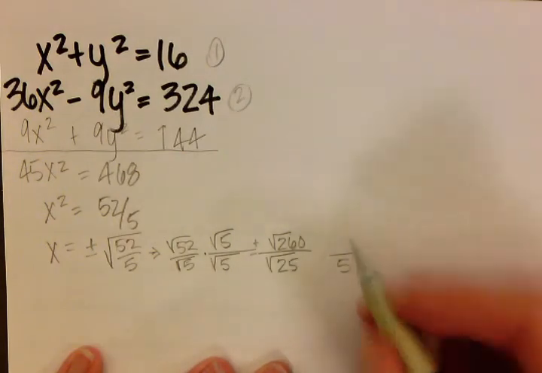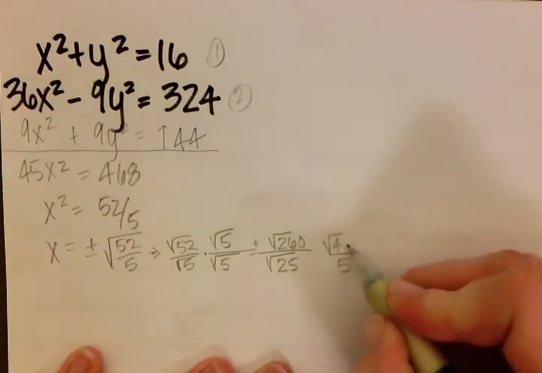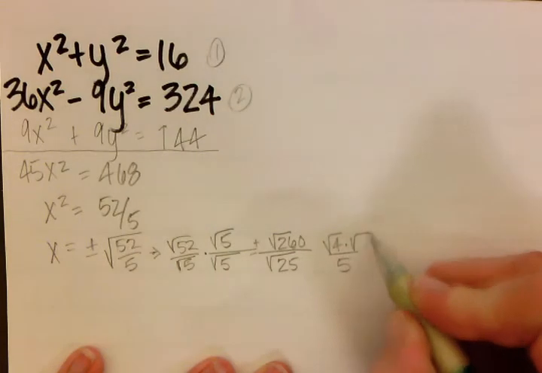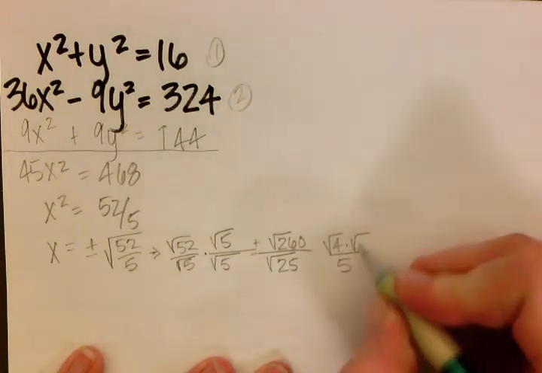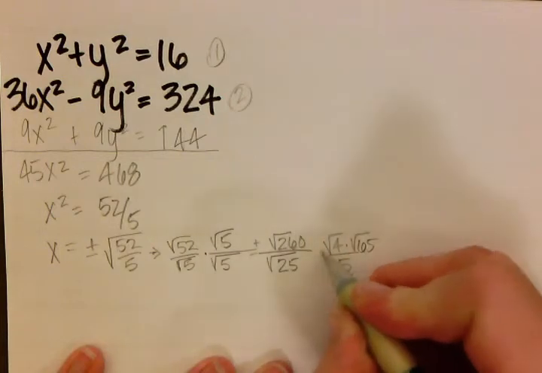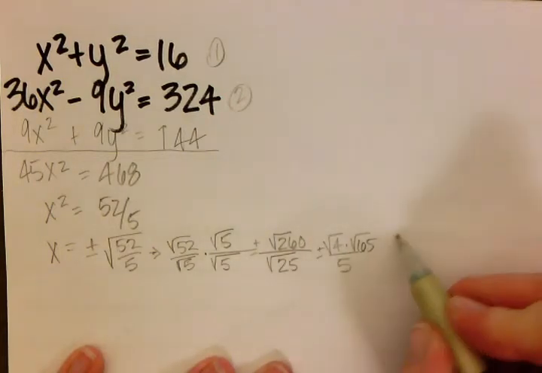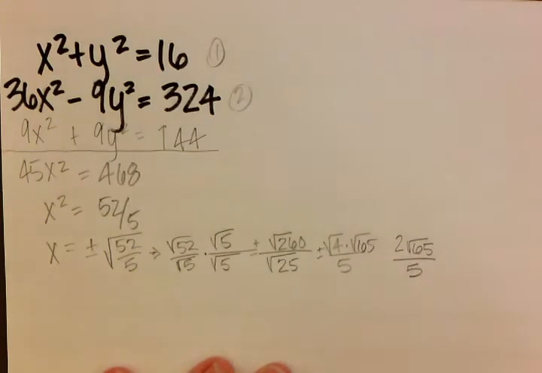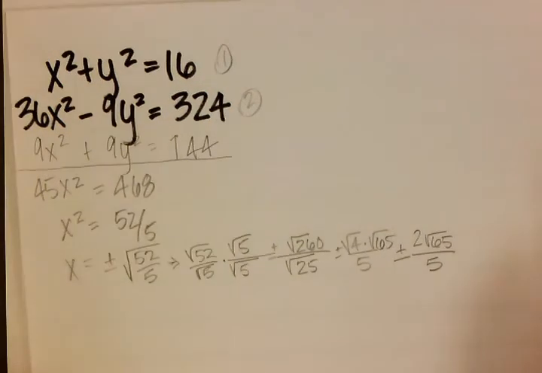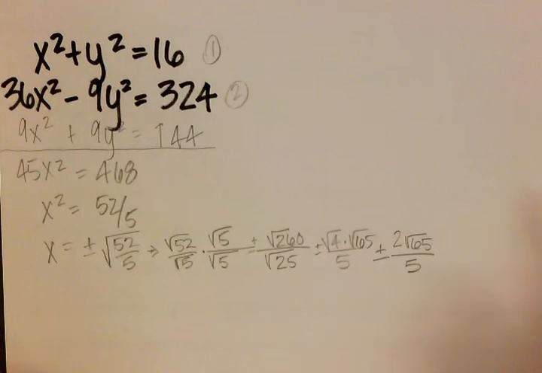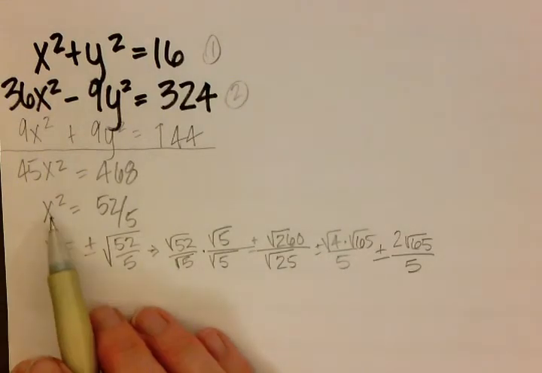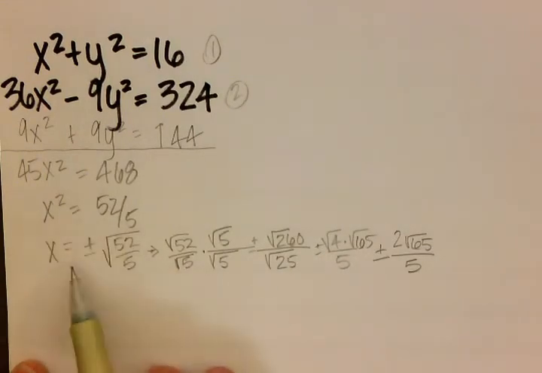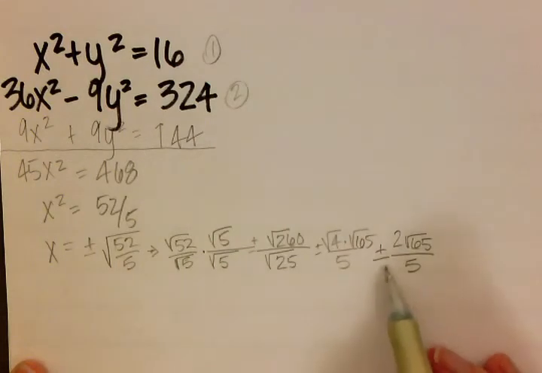And the square root of 260 is actually the square root of 4 times the square root of 65. Still plus or minus here. The square root of 4 is 2. The square root of 65, there's nothing we can do there. And that's all over 5. Still plus or minus. So we have just solved for the fact that x squared equals 52 over 5. When we solve for x, we get plus or minus 2 square root 65 all over 5.